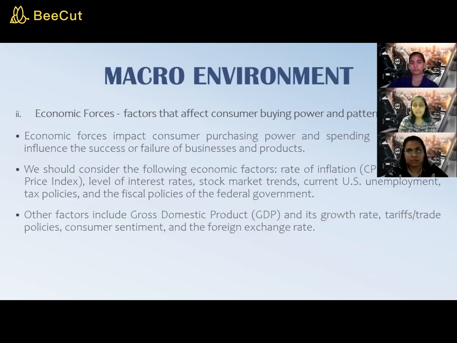trends, current US unemployment, tax policies, and the fiscal policies of the federal government. Other factors include gross domestic product, GDP, and its growth rate, trade policies, consumer sentiment, and foreign exchange rate.